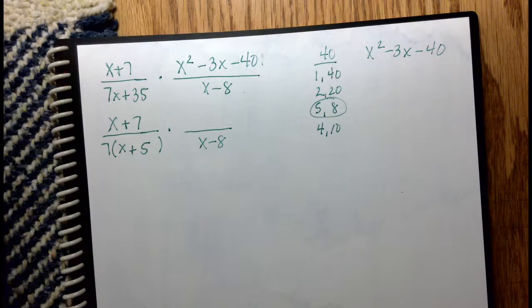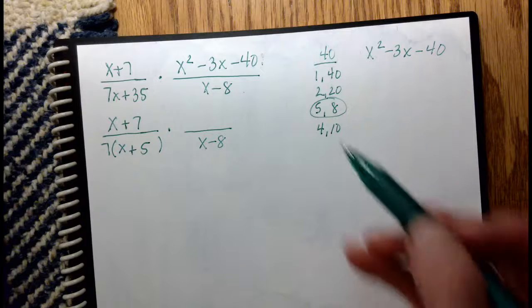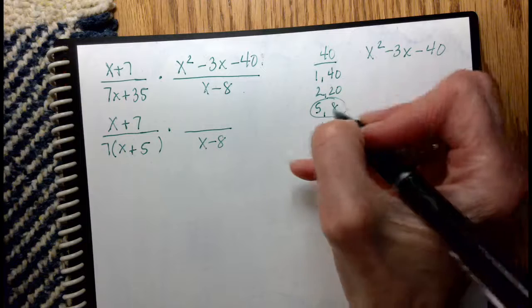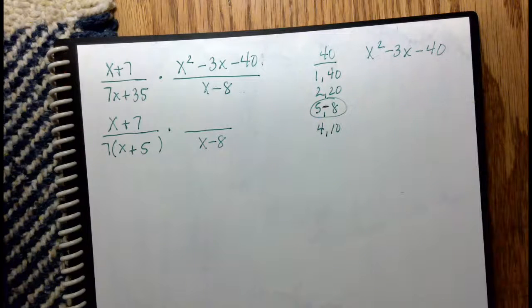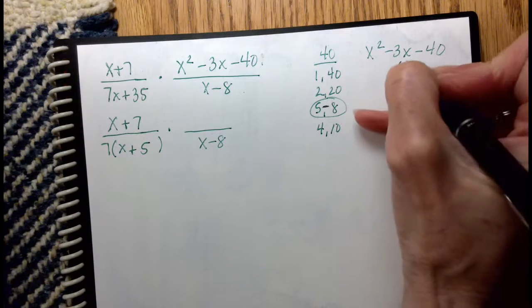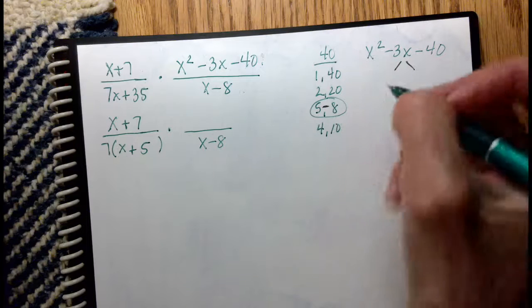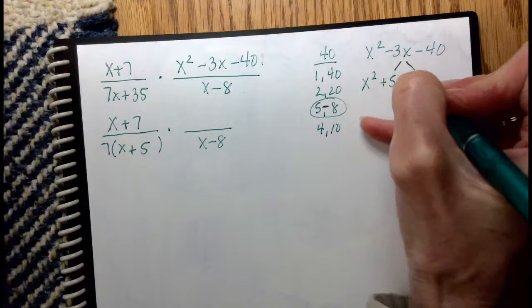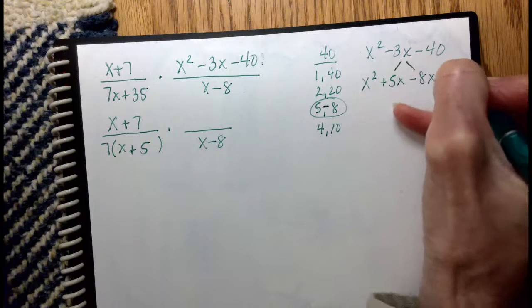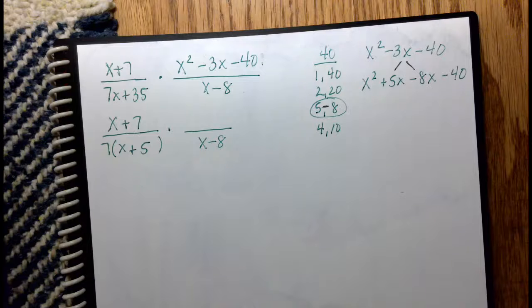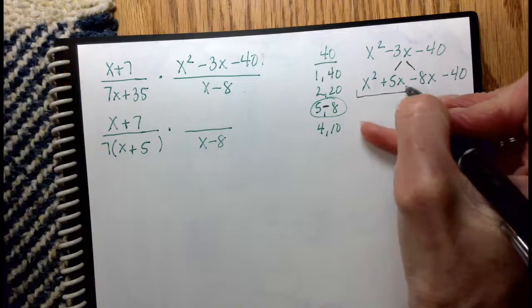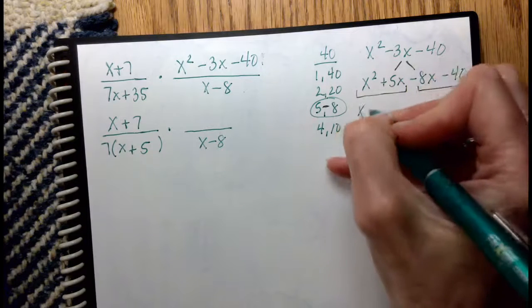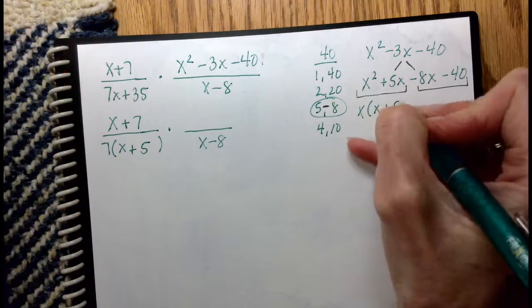Because we need factors that combine to be 3, so 8 minus 5 gives us 3, but what we really want is 5 minus 8 because we need negative 3. So we're splitting the middle here, and we get x squared plus 5x minus 8x minus 40. And once again, we're grouping these together. And when we do, we get x times x plus 5.